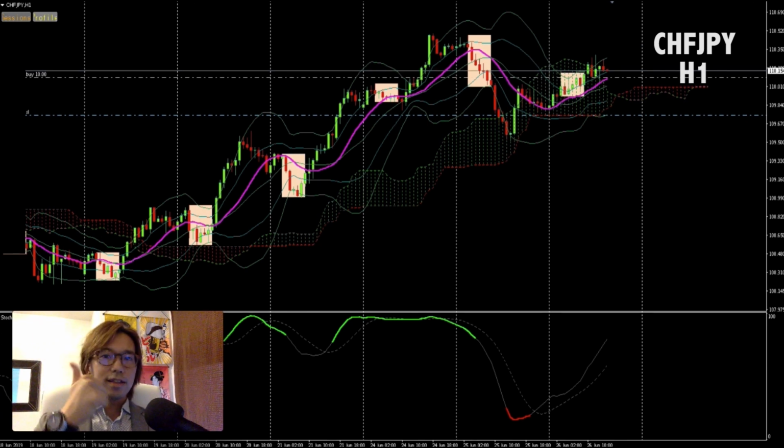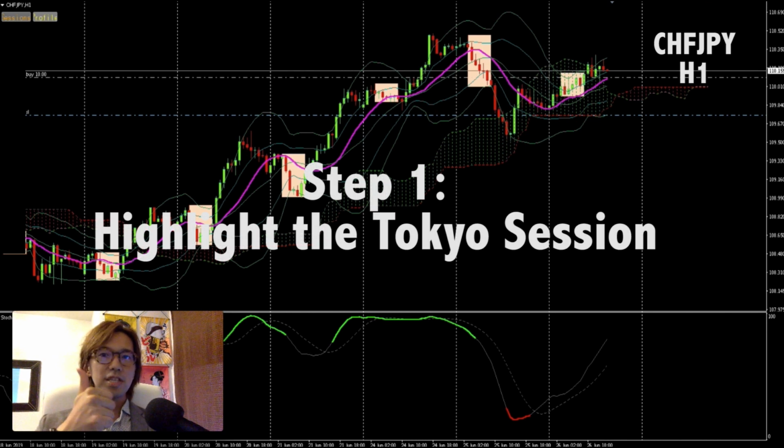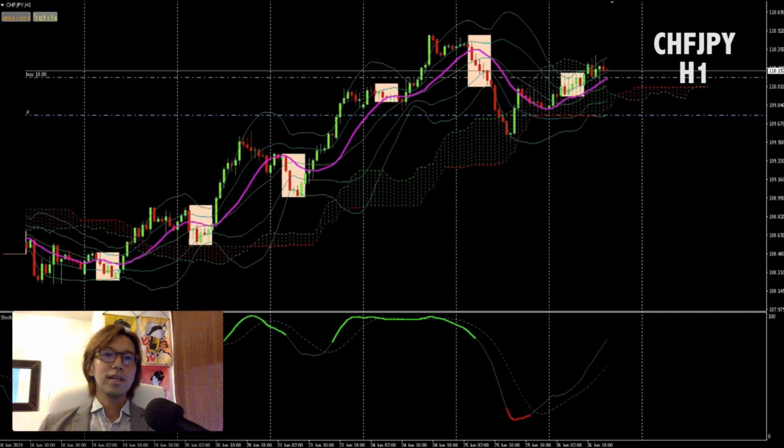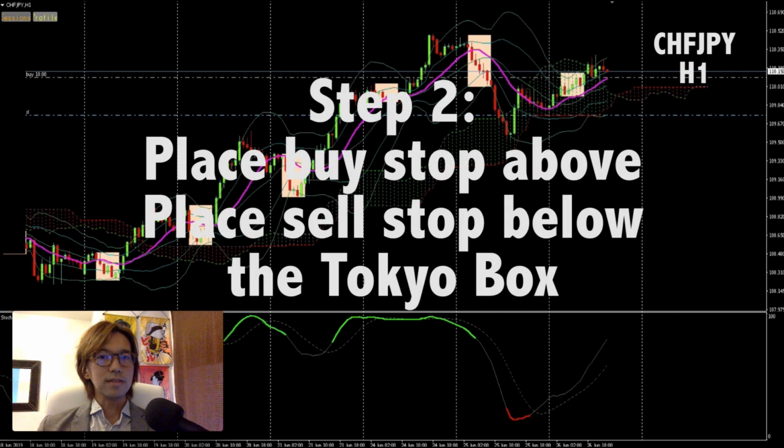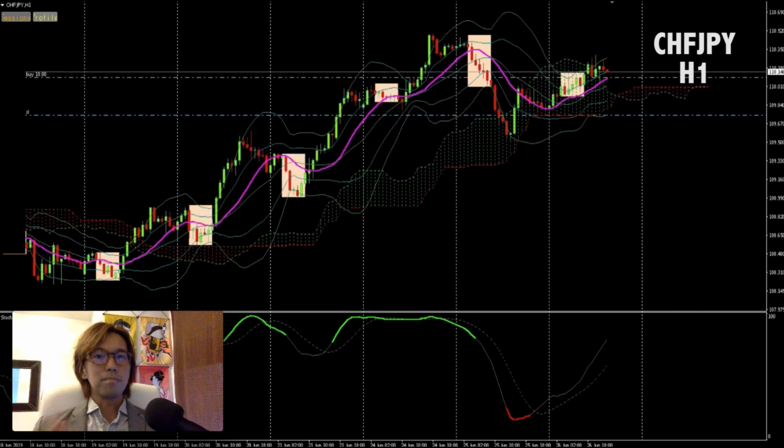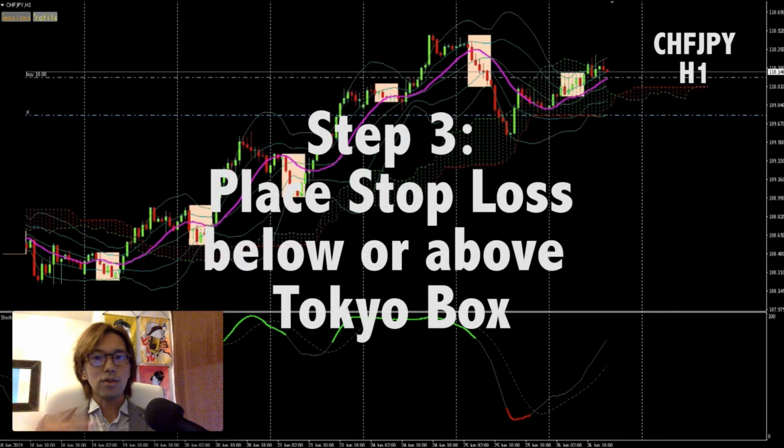First, you highlight the Tokyo session after 6 AM UTC. That way you know exactly where the highest and lowest price of the Tokyo session is on that day. Second, if the price is still within that range, and usually it is, place a buy stop a little over the range and place a sell stop a little bit below the lower price level of that range. And third, place a stop loss below or above the Tokyo session, or somewhere in the middle where there's a pushback or pullback happening. That's it.